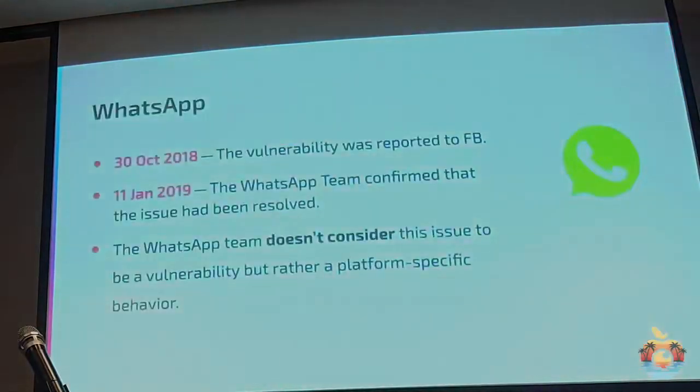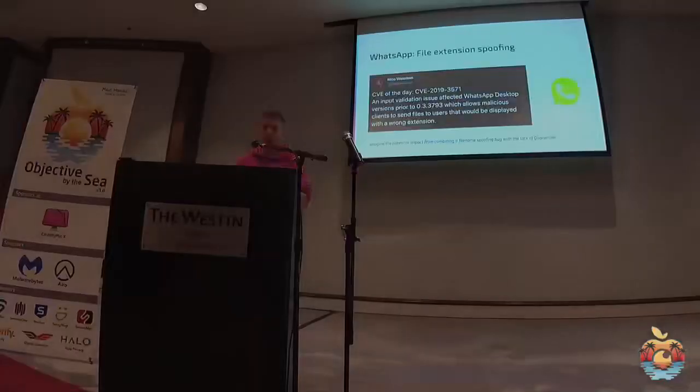The vulnerability was reported to the Facebook team, to the WhatsApp team. The WhatsApp team confirmed that they're going to fix this, but they don't consider this issue to be a vulnerability, just a platform-specific behavior. The most interesting thing is that the same version of WhatsApp that was vulnerable to the file quarantine issue was also vulnerable to a file name spoofing issue. So you can imagine the potential impact from combining a file name spoofing bug with the lack of quarantine.